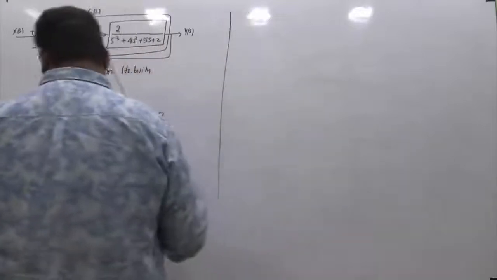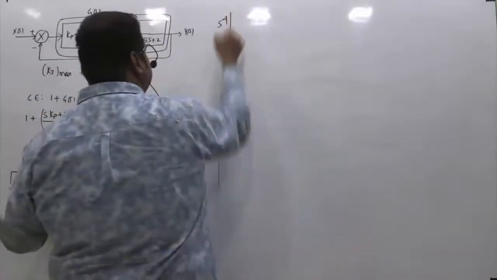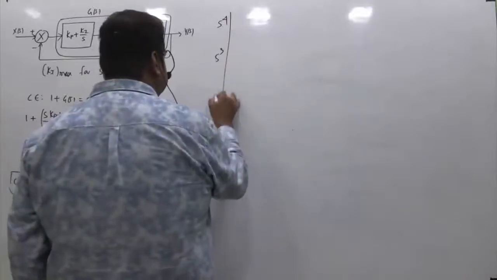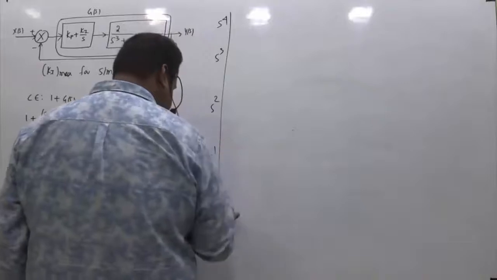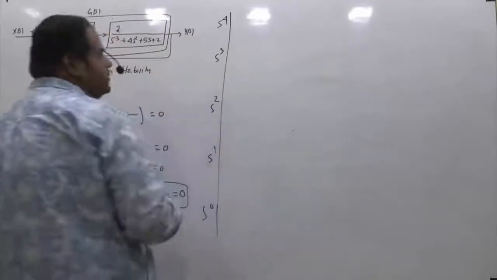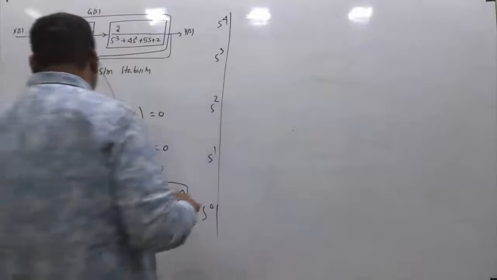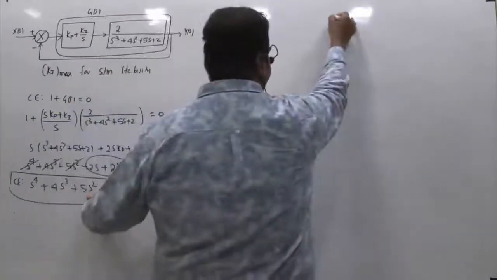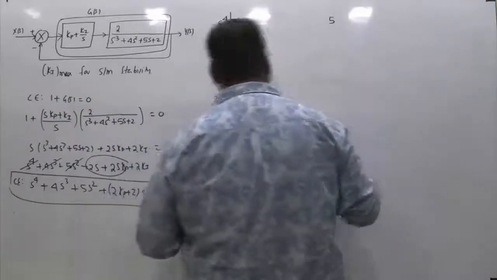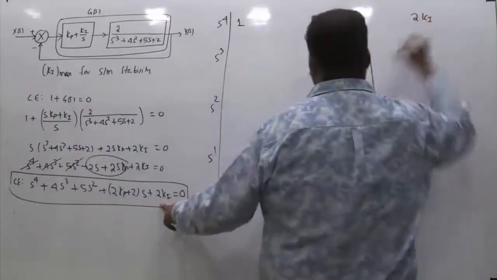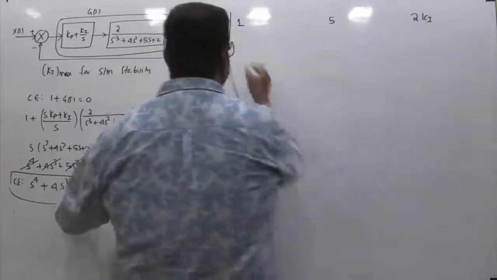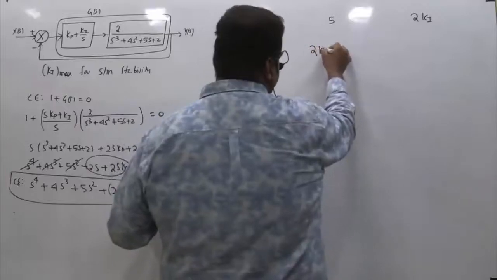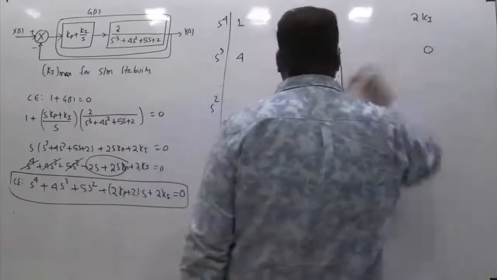Because the highest power is S power 4, this row is S power 4, this row is S power 3, here it is S power 2, here it is S power 1, and here it is S power 0. If I ask you to write the coefficients of S power 4, this is 1, then this should be 5, and then you have 2 Ki. This is 4, and then you have 2 Kp plus 2, and then this is your 0.